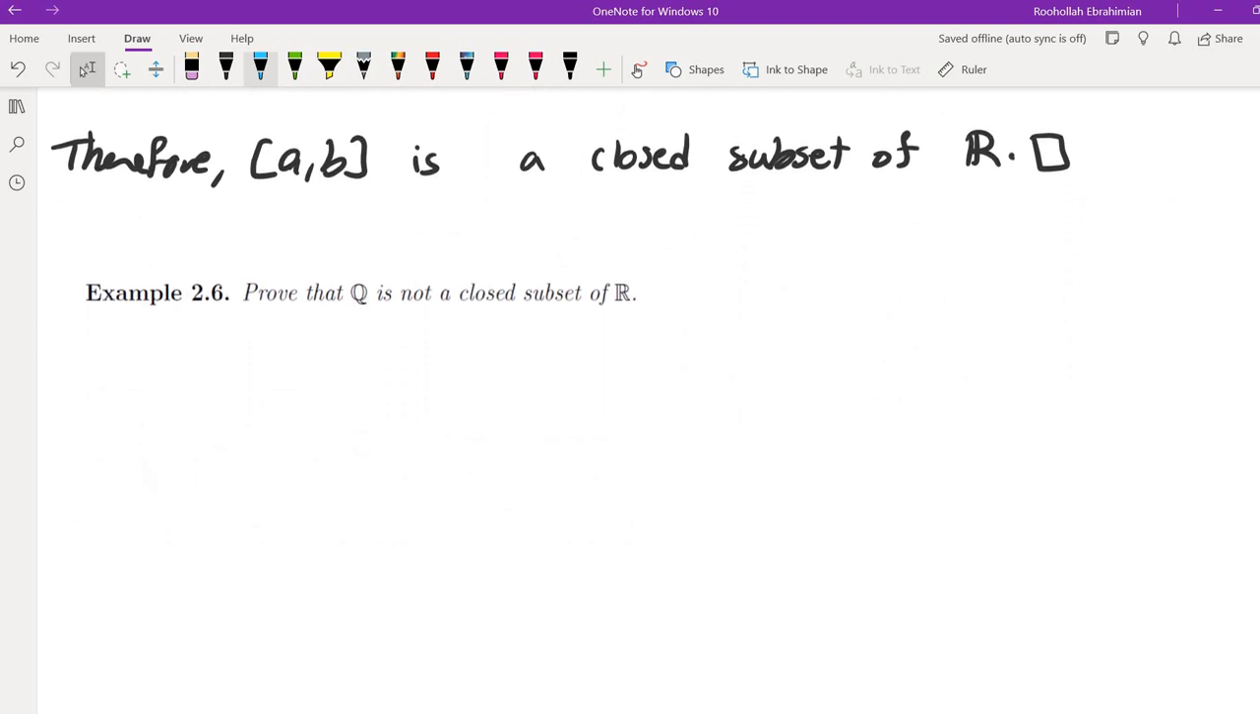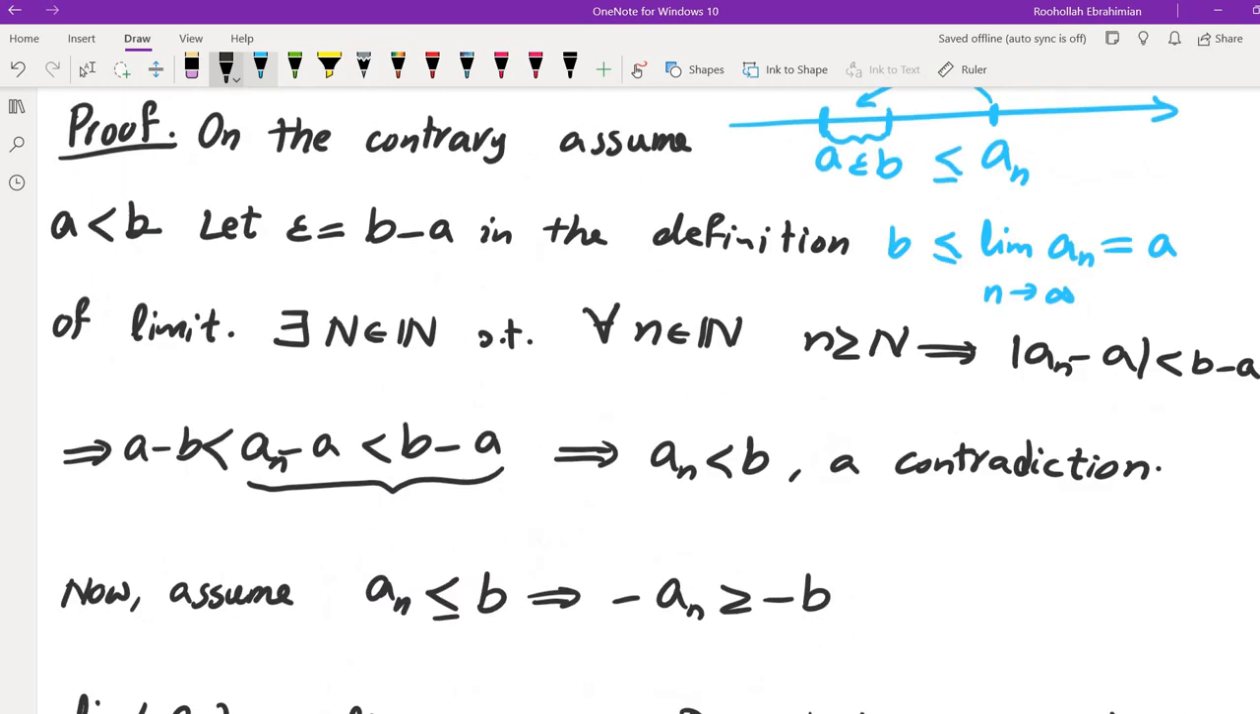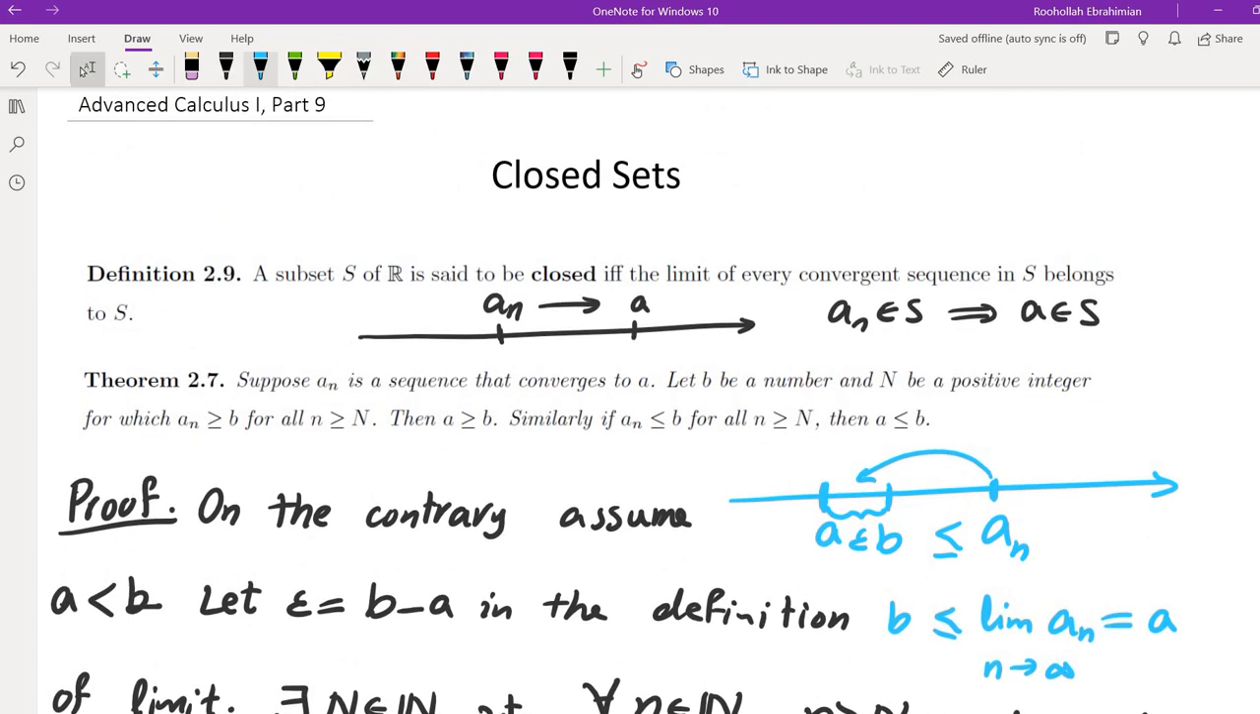And finally, an example of something that is not closed, and that is Q. Q is not a closed subset of R. In order to show it is not a closed subset, we need to come up with an example of a sequence in Q whose limit is not in Q. Because again, think about what closed means. Closed means every sequence in S that converges has its limit also in S. So we need to show that there is a sequence in S that converges, but the limit is not in S.